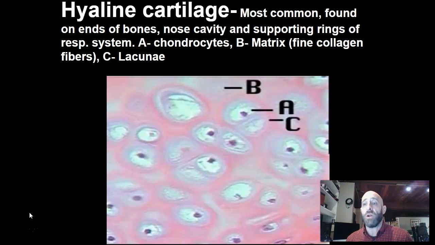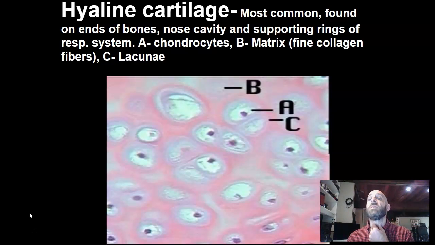The first type of cartilage is called hyaline cartilage. And hyaline cartilage is the most common type of cartilage. You're going to find this at the ends of your bones. It's what makes up your nose. If you take your nose right now and feel the end of your nose, you can kind of move it back and forth. That is going to be hyaline cartilage.